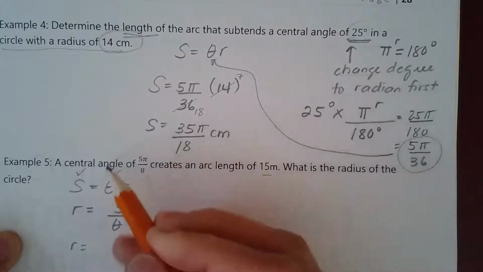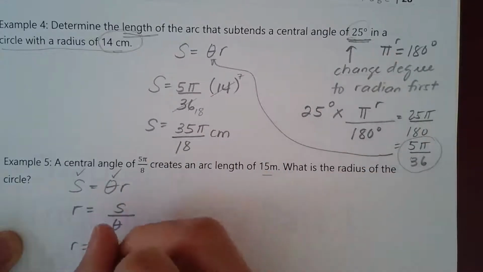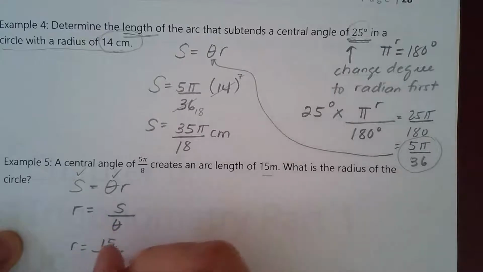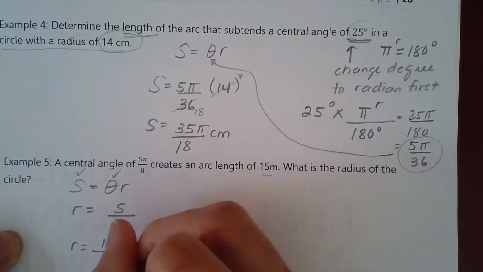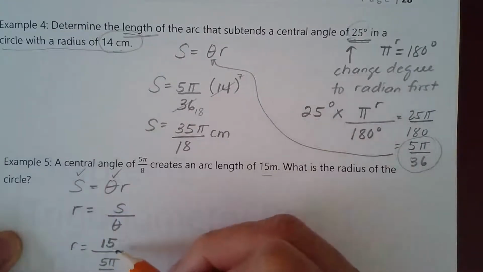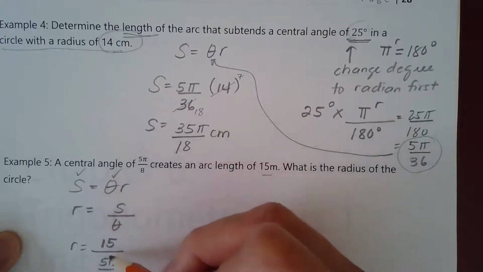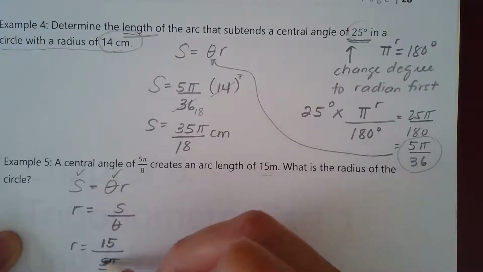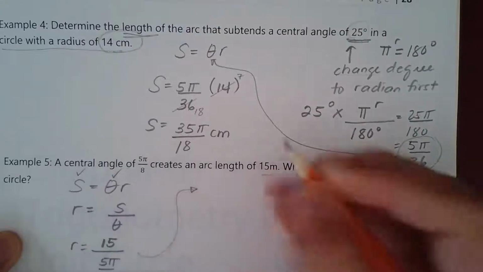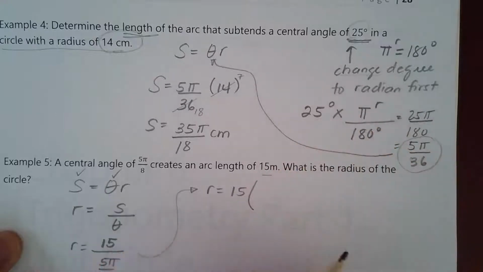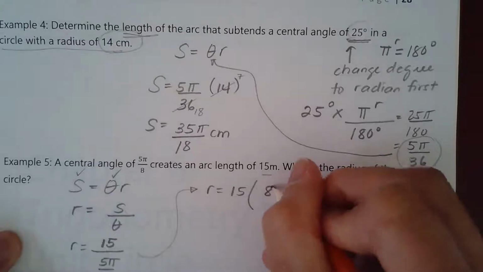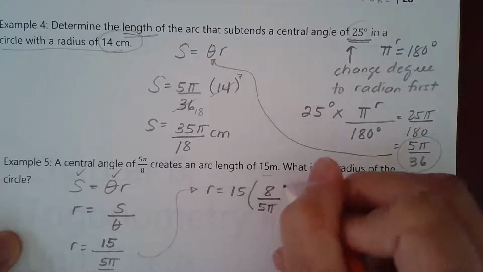Okay. So S is 15 divided by 5 pi by 8. Now we're creating here a complex fraction. So how do we divide 15 by 5 pi by 8? So this is the same thing as r. It's 15 times the reciprocal. Dividing a fraction is the same thing as multiplying by the reciprocal. So 8 over 5 pi.